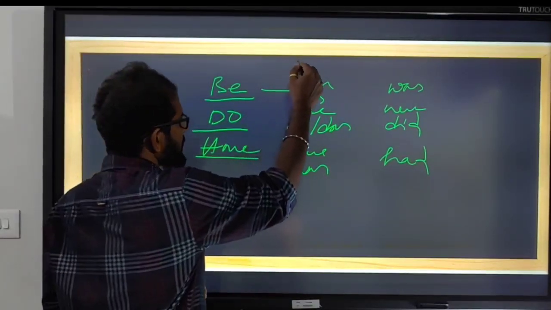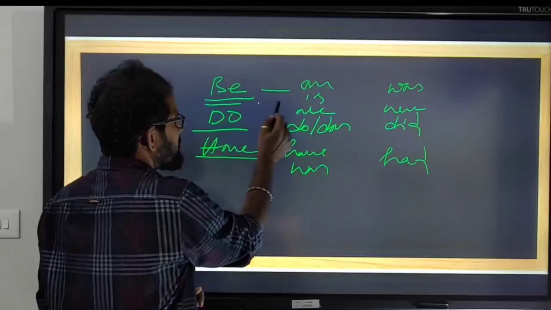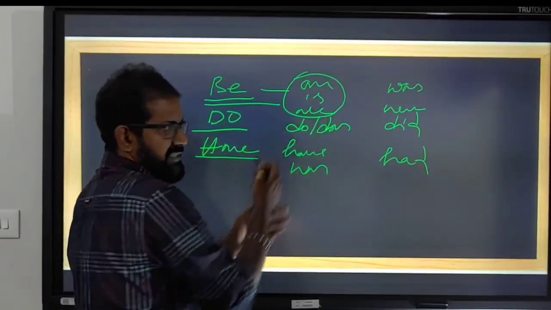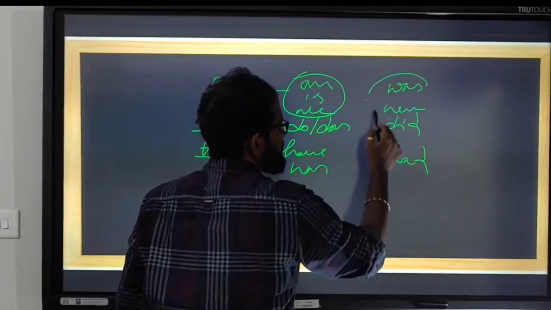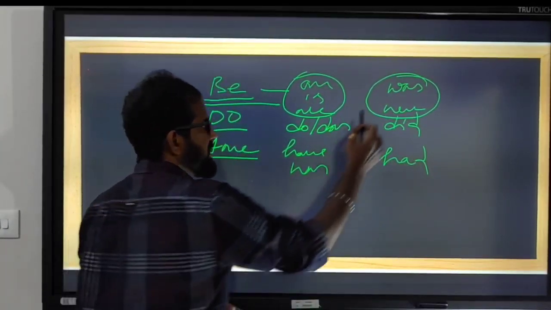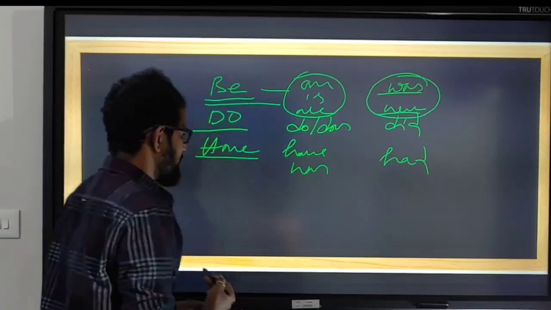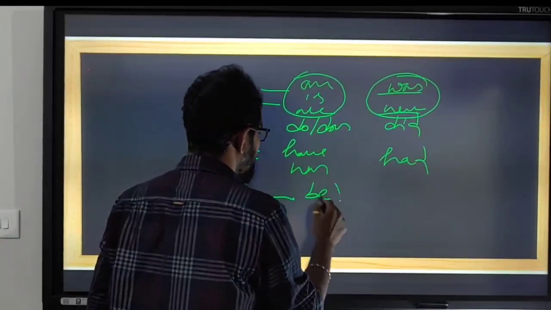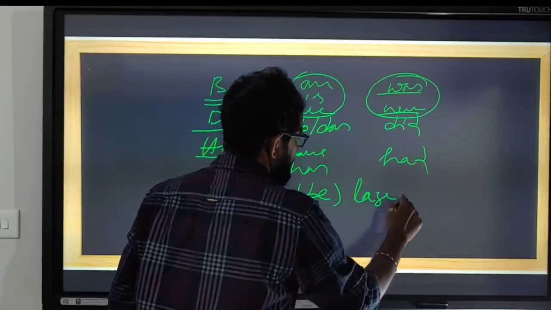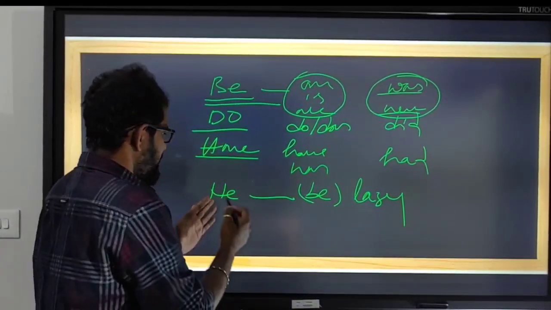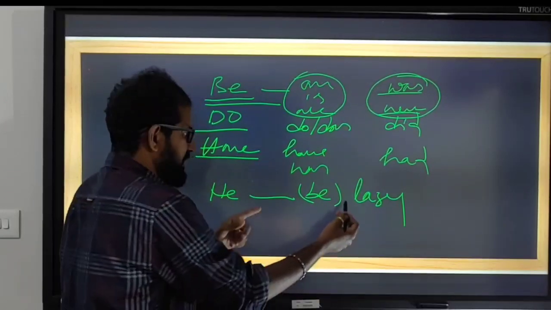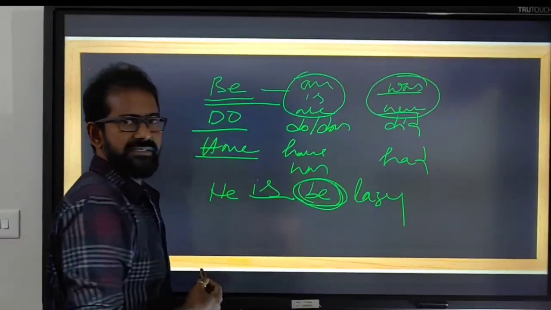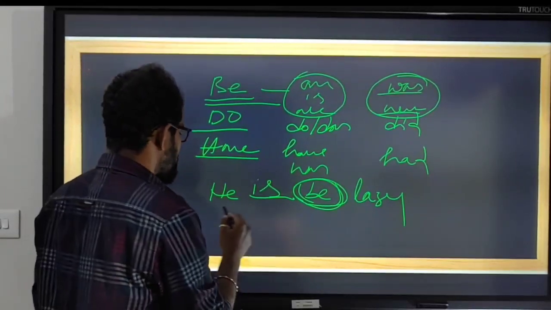So, if you want to use a be form, then if the paragraph is in present tense, we need to use am, is, are. Suppose the paragraph is in past tense and we have to use a be form, then we need to use was or were. Let's take an example. He dash be lazy. Here, being a present tense, we need to use the present form of be. So, he is lazy.